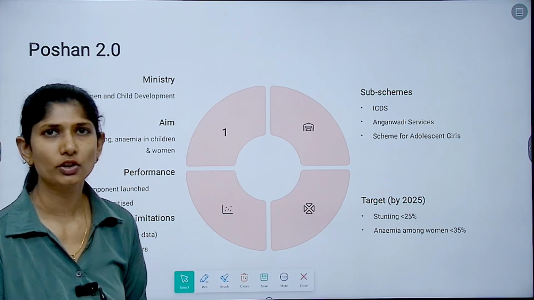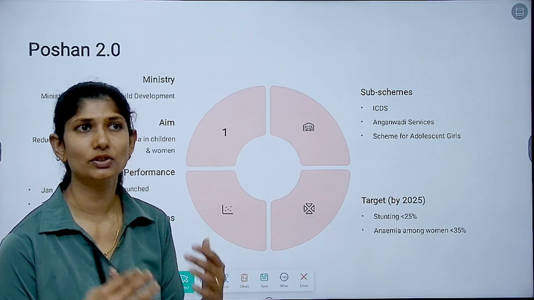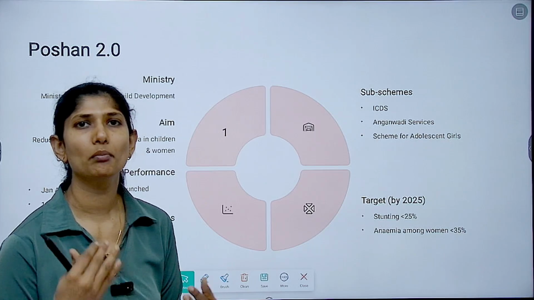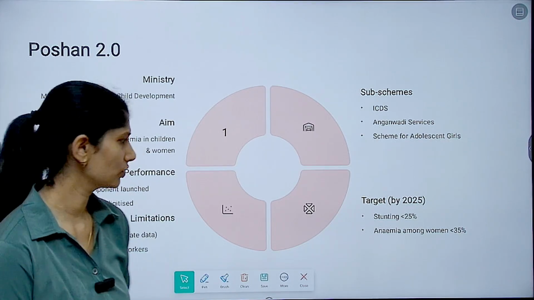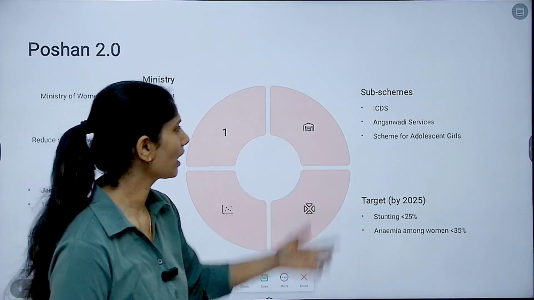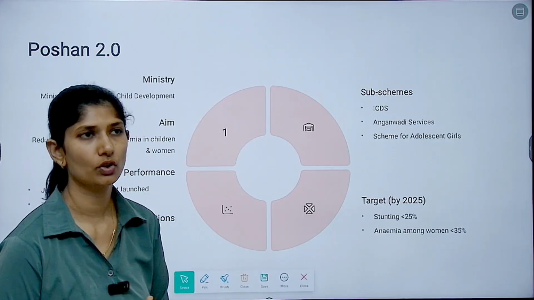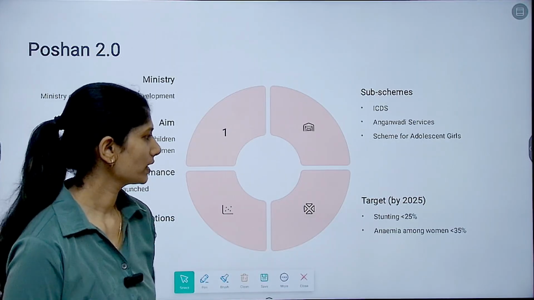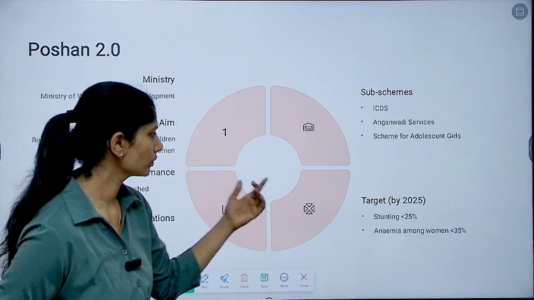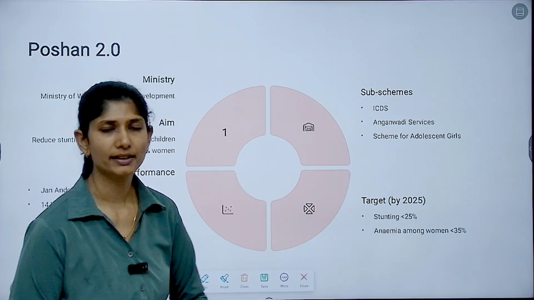One of the important components or features of your Poshan Abhiyan is Jan Andolan, which is associated with it, which means generating, building mass awareness campaigns. And one of the main things is it has sub schemes of your Anganwadi services, schemes for adolescent girls to reduce your anemia. By 2025, it aims at reducing further the percentage of child stunting and anemia.